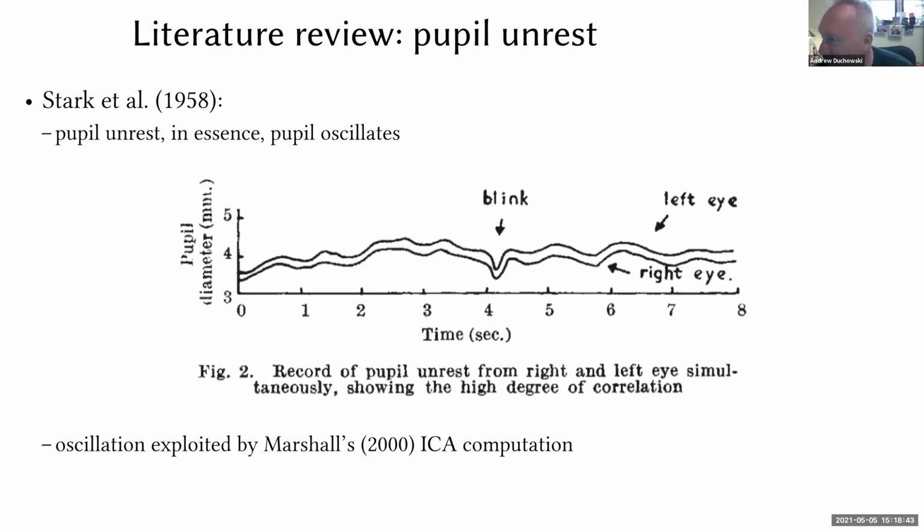Anyhow, Stark, going back to Lawrence Stark back in the 50s, he was a pioneer of eye tracking research. He had a nice paper on pupil unrest, which is the oscillation that the pupil diameter does, akin to what a rodent does with their nose when they sniff the air. And so the ICA's computation is more or less based on that.